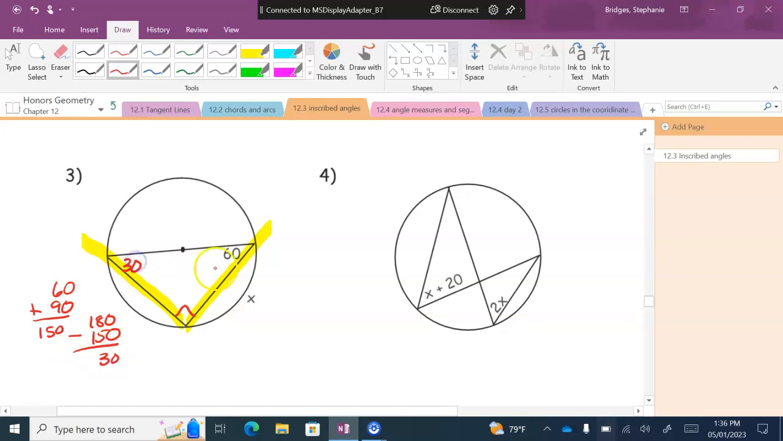So if that angle is 30, what is its arc going to be? 60. We double the angle to get the arc. Does that make sense? Okay.